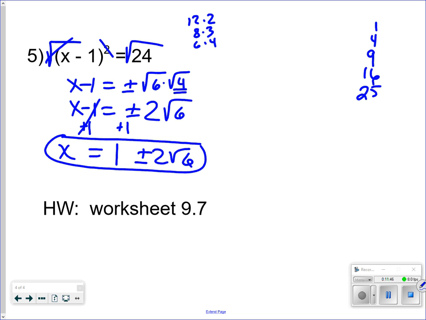Finished. Okay, so your practice worksheet for today is worksheet 9.7 that does all the things with the square rooting. Okay, good luck and see you next time.